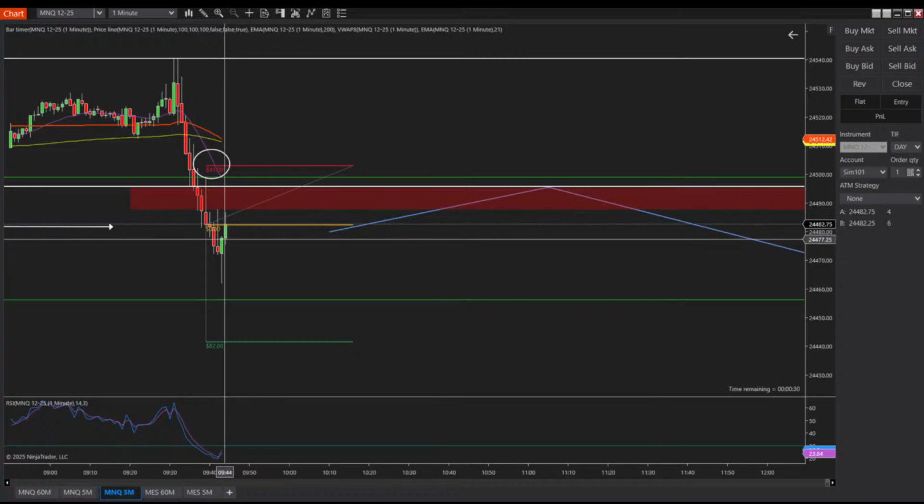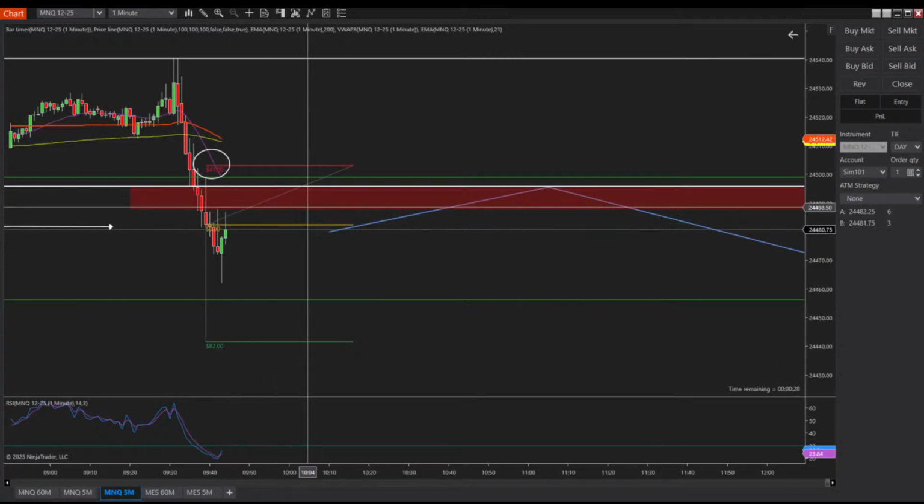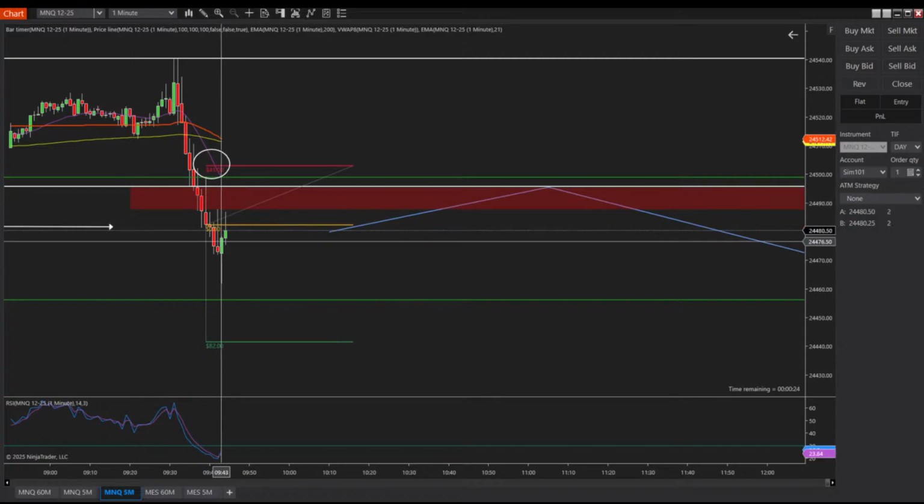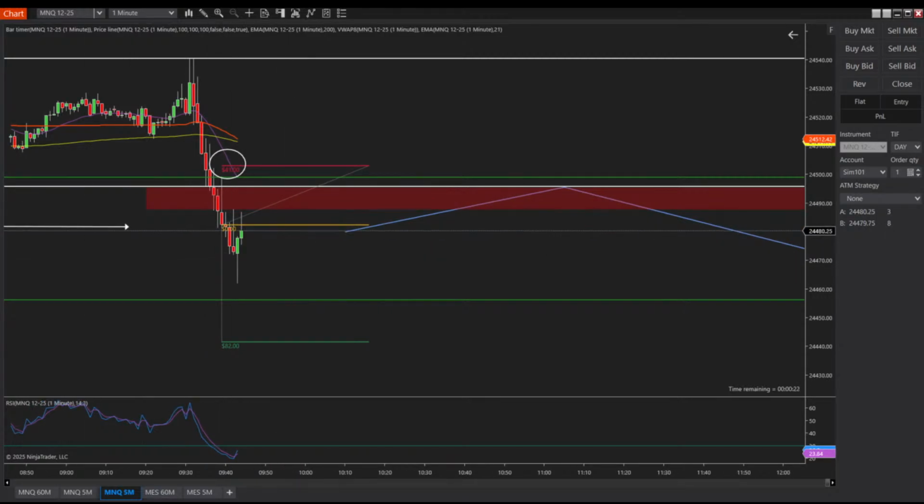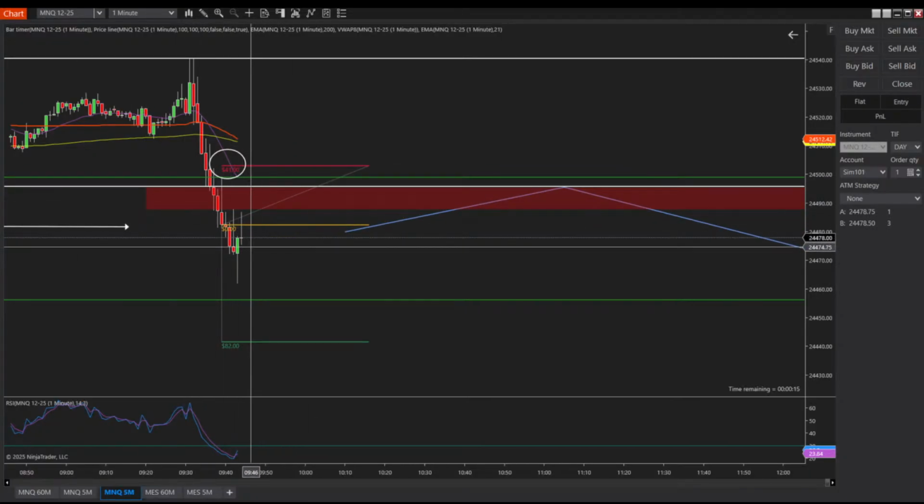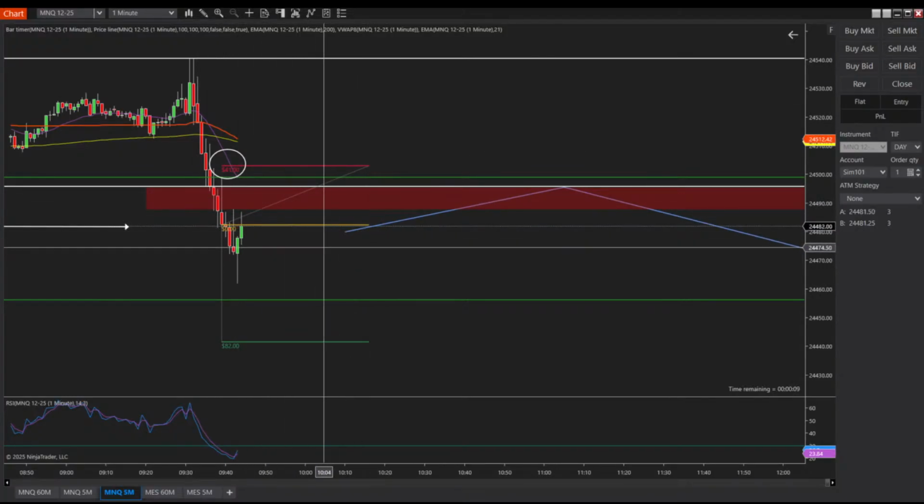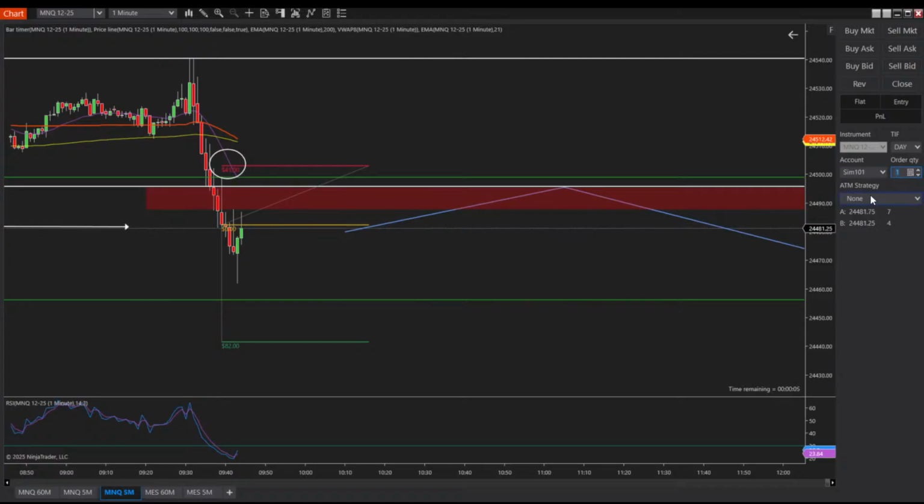So now it's just a matter of you controlling your risk, which depends on how much capital you have. If you have a lot of capital to risk, then perfect. You can go ahead and up your size if you'd like. Get more than one contract here. You go 5, and you go 10.